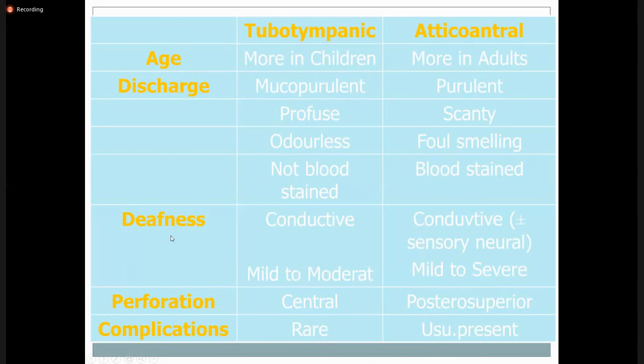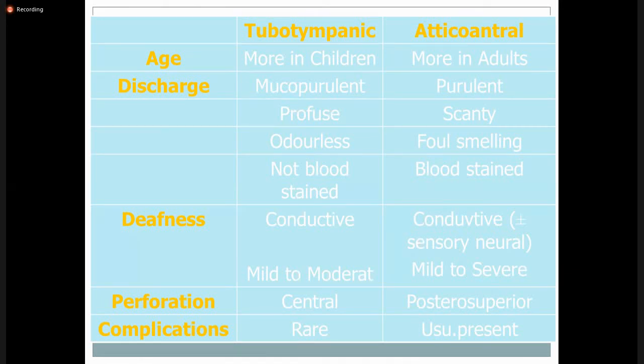Deafness. In tubotympanic, it is conductive, mild to moderate, while in atticoantral, it is conductive, plus or minus sensorineural involvement, because of the invasiveness and more serious nature of the atticoantral type. It may involve the sensorineural element as well. So it can be purely conductive, or can be a mixed type of deafness in atticoantral type of CSOM. Perforation is usually central in tubotympanic. When you see the tympanic membrane, discharge is coming out definitely, but the perforation is central. What do you mean by central perforation?